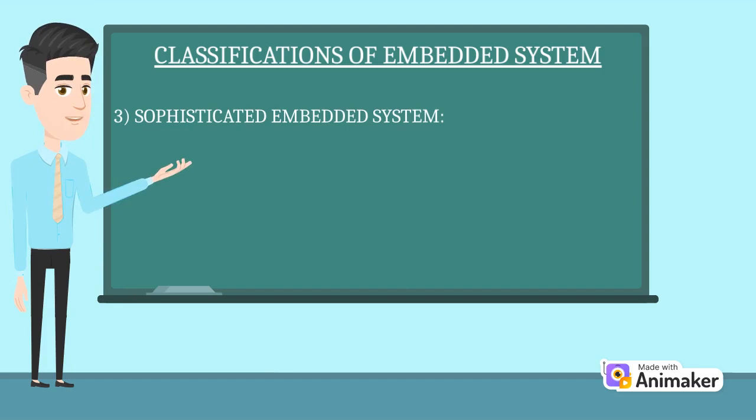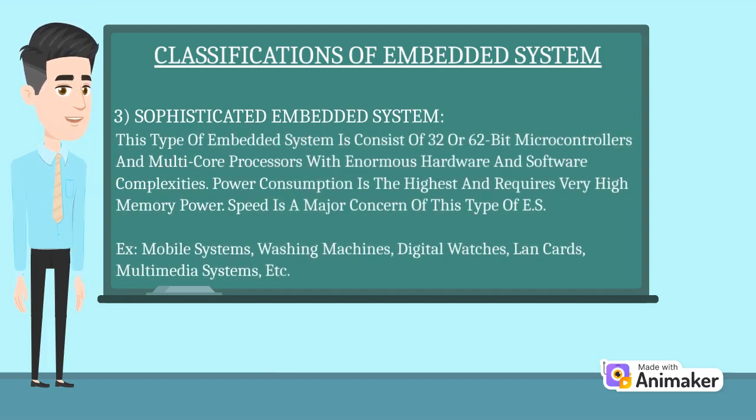3. Sophisticated embedded system. This type of embedded system consists of 32-bit or 64-bit microcontrollers and multi-core processors with enormous hardware and software complexities. Power consumption is the highest among the other types of embedded systems and it requires very high memory power. Speed is a major concern of this type of embedded system. Some applications, like satellite systems, also involve a real-time operating system, RTOS. For example, mobile systems, washing machines, digital watches, LAN cards, multimedia systems, etc.